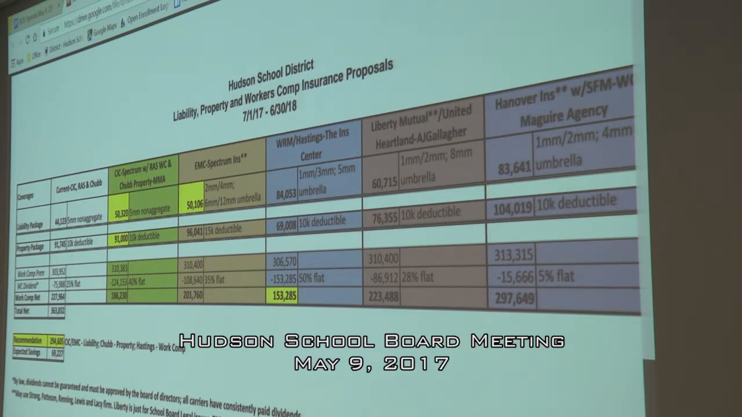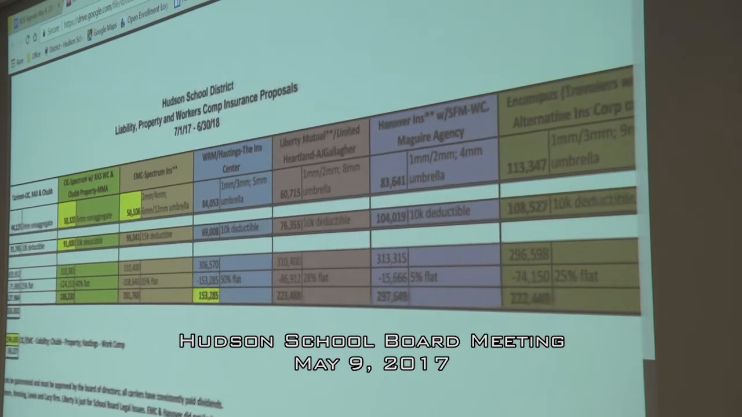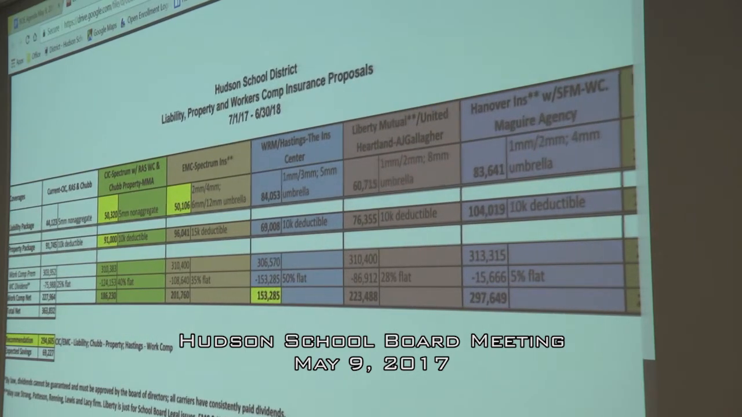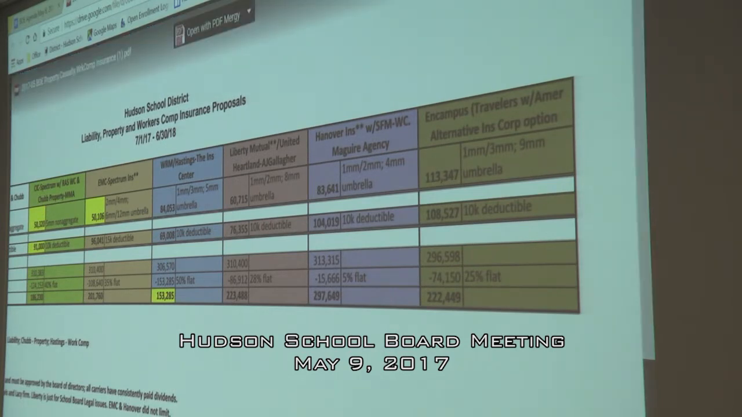The property package, the next piece, again, the different proposals are laid out there. We would recommend going with Chubb for the property insurance. We currently have them, and they came in pretty competitive. The reason that we wouldn't look at WRM, and let's see, would it be Heartland, I believe, is their coverage is lacking in several different areas. So that's why we would recommend going with Chubb at this point.